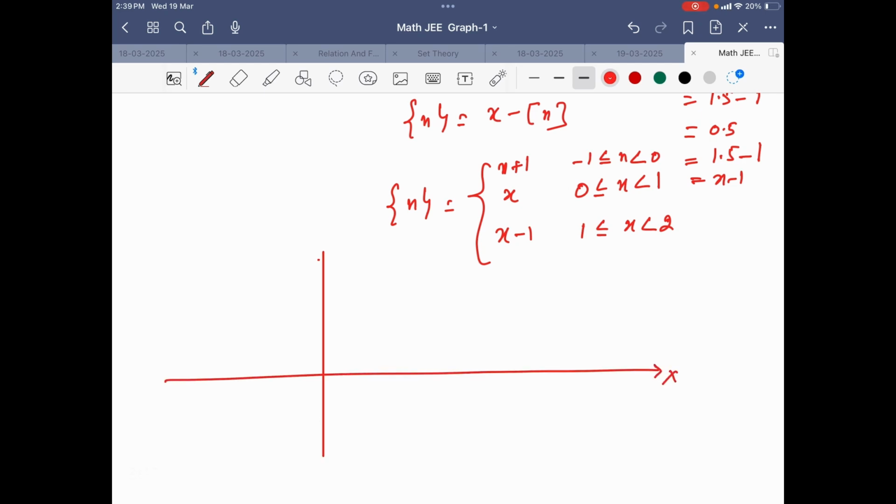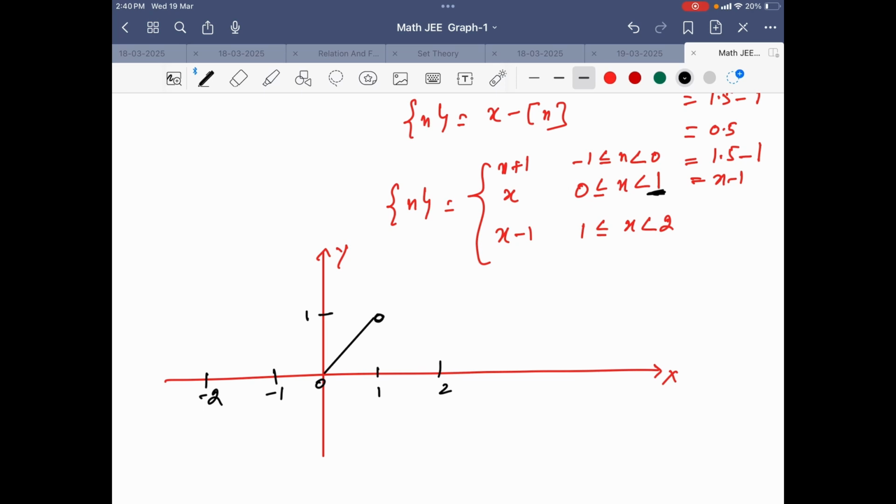Let's take the x axis and the y axis. Take x from 0 to 1, 1 to 2, and on the left minus 1 to 0, minus 2 to minus 1. If I take 0 to 1, y is equal to x. It cannot be more than 1 because you are not including 1, the upper limit. So it should not reach 1. That's why you have to put a hole here.